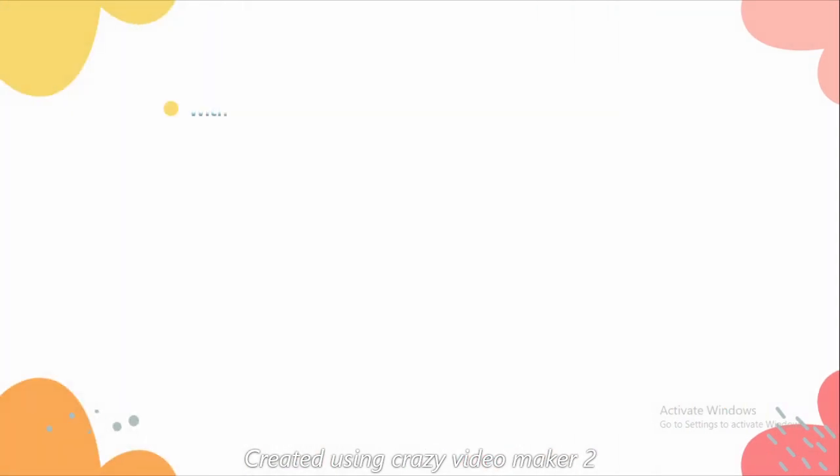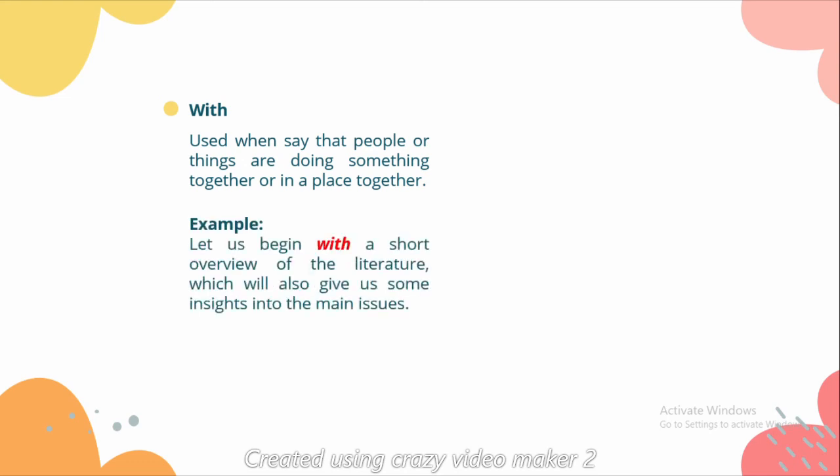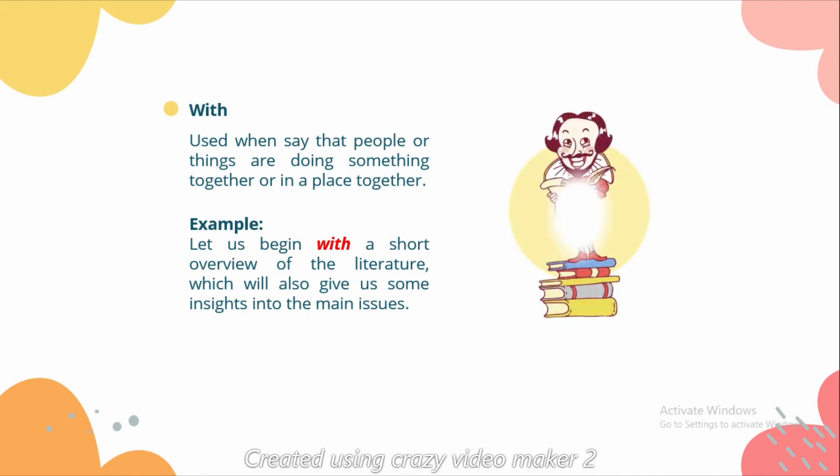And the last is with. With is used when saying that people or things are doing something together or in a place together. In other words, with also means having something or using something. For example, let us begin with a short overview of the literature, which will also give us some insight into the main issues. So, in this case, the sentence "let us begin with a short overview" means they begin something using a short overview of the literature.